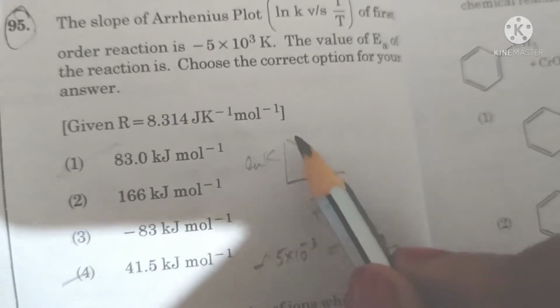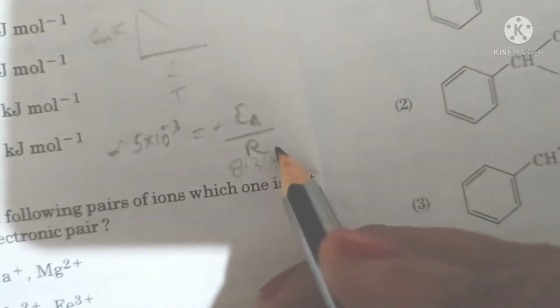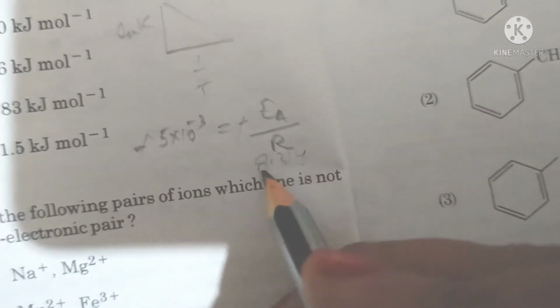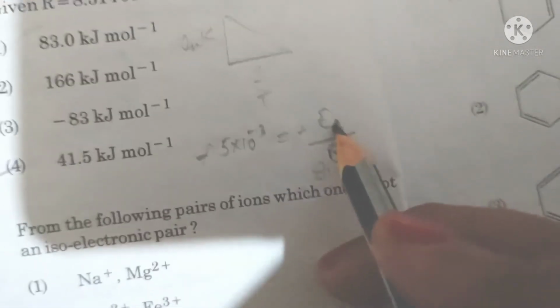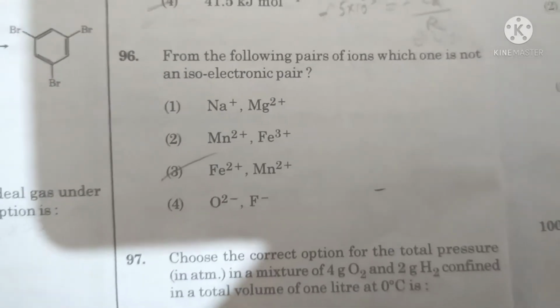ln K versus 1 by T slope. As this slope is equal to minus Ea upon R, on solving and putting the value of R as 8.314 and multiplying, we get the activation energy equal to 41.5 kilojoules per mole. So option 4 is the correct answer.